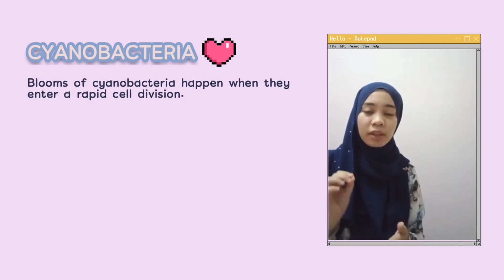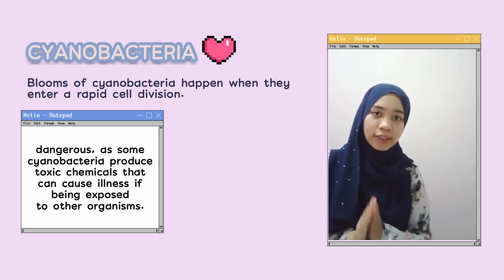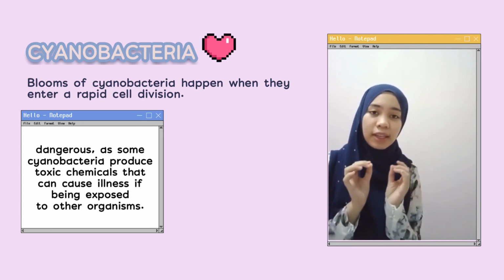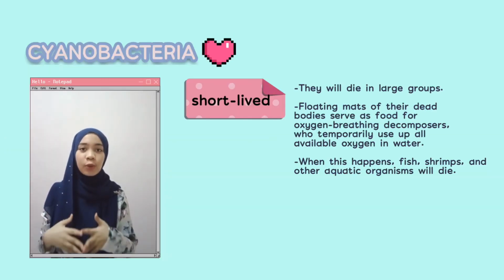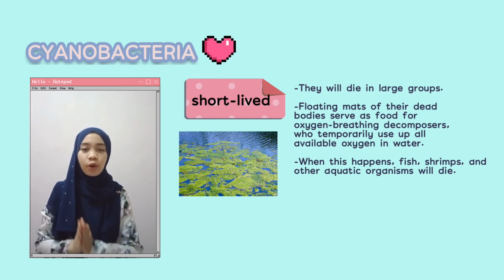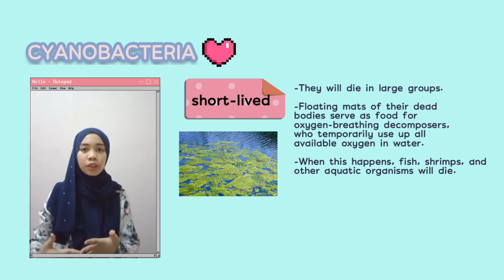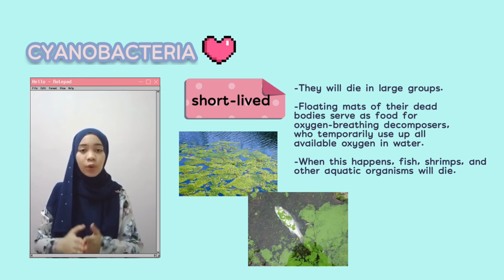Blooms of cyanobacteria are dangerous, as some cyanobacteria produce toxic chemicals that can cause illness if other organisms are exposed to them. Cyanobacteria are short-lived, so they will die in large groups. Floating mats of their dead bodies serve as food for oxygen-breathing decomposers who temporarily use up all available oxygen in the water. When this happens, aquatic organisms like fish will die.